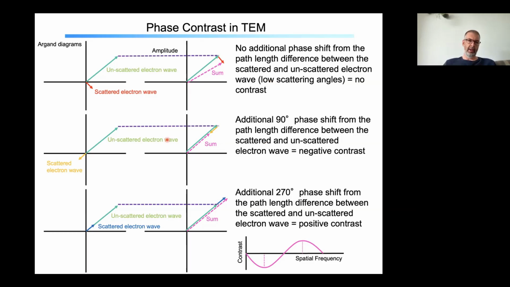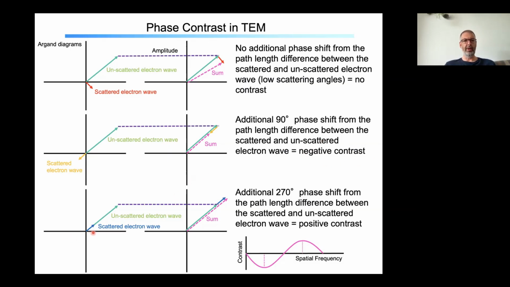As you go further out, as your scattering angle increases, you get to a situation where you induce an additional 90-degree phase shift. So that's 90 degrees from the scattering plus another 90 degrees, which gives you a 180-degree phase shift to your scattered electron. Then when you sum the unscattered with the scattered wave, you get a reduction in the amplitude of your sum, which your detector will see as negative contrast.